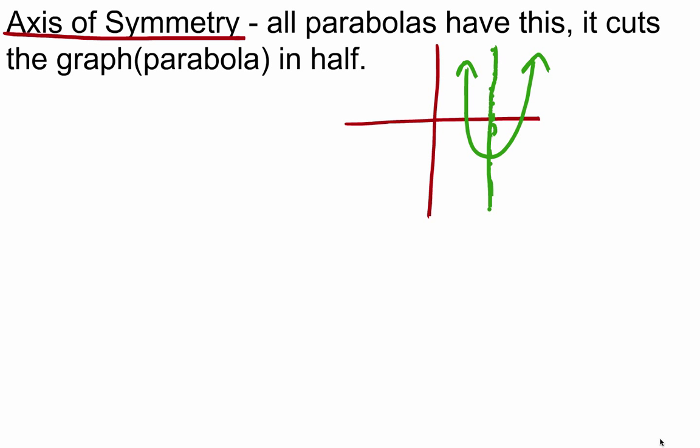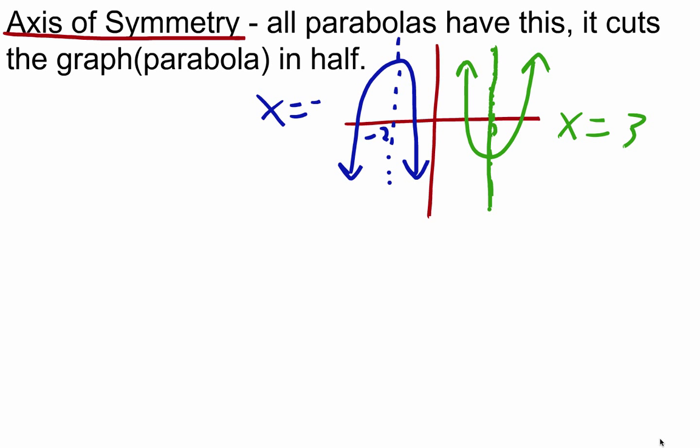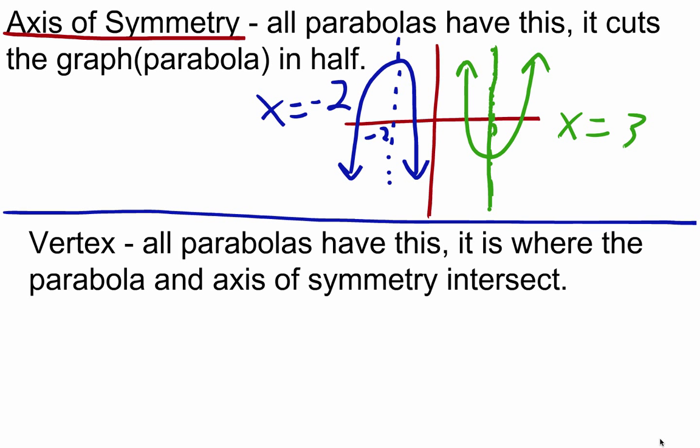So the axis of symmetry on this one would be x equals 3. And on the blue one, there's a parabola, and it cuts it in half at x equals negative 2. So half of it goes down to the left, half goes down to the right. It just cuts it right in half. And here the axis of symmetry would be x equals negative 2.